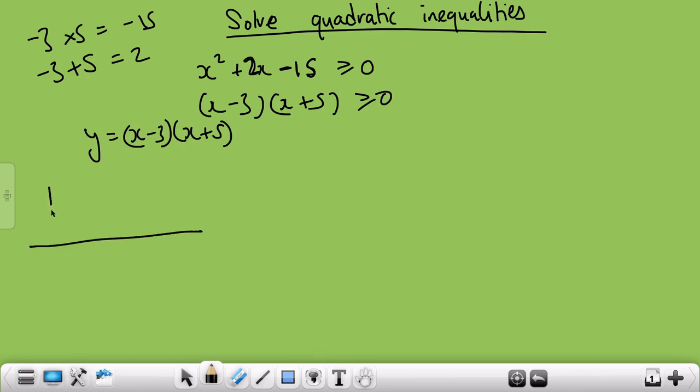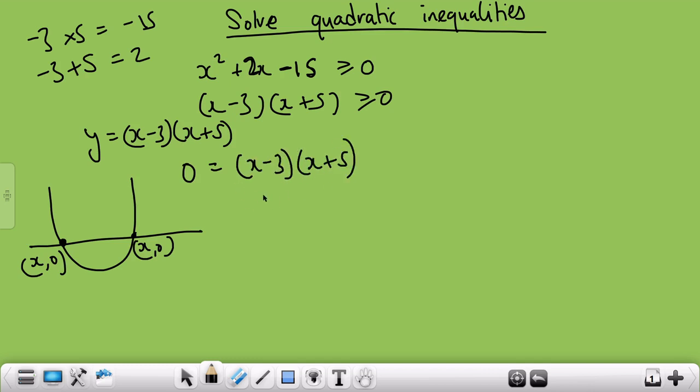If you remember, all quadratics have a U shape, and it crosses the x-axis in two different places. The x value we need to find out, but the y value is 0 because it's sitting on the x-axis, and same for this one. It'll have a different value of x, but the y value will be 0. So set y equal to 0 to determine the x values. In this case, x would be 3 or x equals -5.